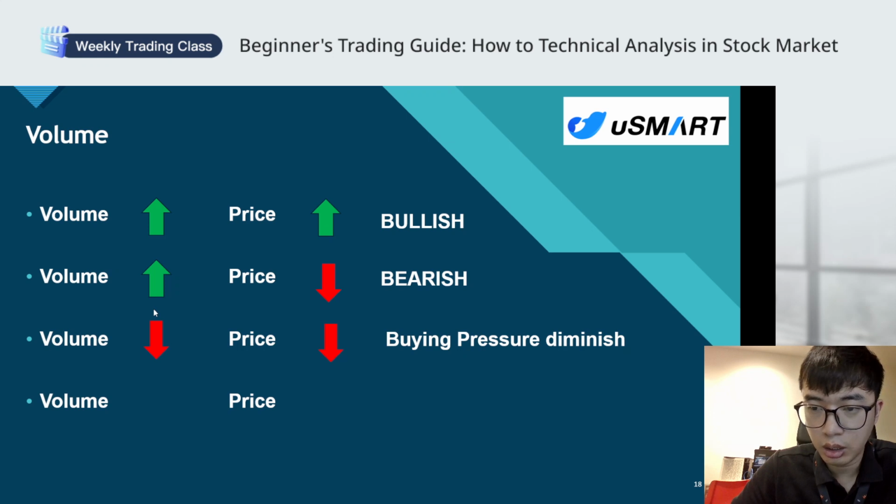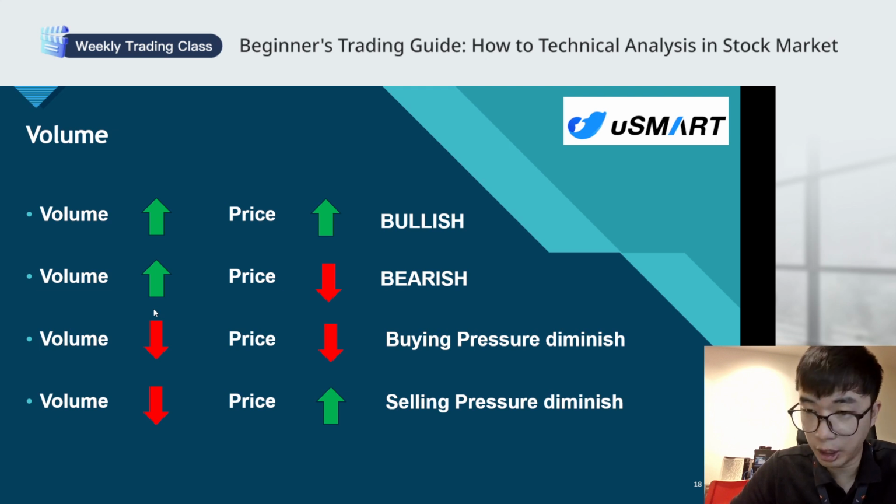All right. So for the volume, when it goes down and the price goes up, we can assume that the selling pressure diminishes. It means there are fewer people selling and the price goes up. And when the volume goes down and the price goes down, the buying pressure diminishes. It really depends on how you read the markets and how you understand it.